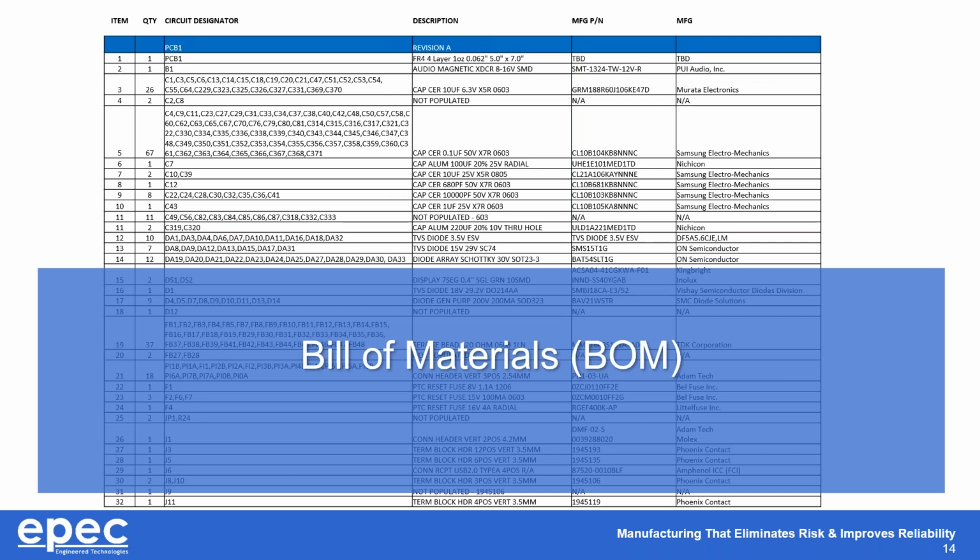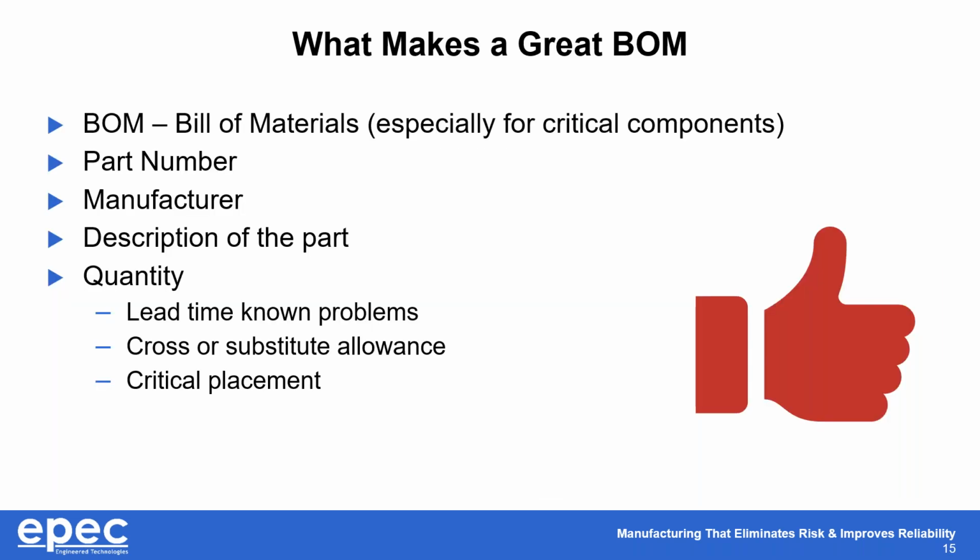So a bill of materials, more commonly known as a BOM, should be complete, such as this one. Oops, sorry, I got ahead of myself. What makes a great BOM? A bill of materials, especially for components, should have a part number, a manufacturer, a description of the part, the quantity, the lead time, and known problems, if any. If something's coming to end of life and there are not many out there, you should try to find another option. Can you cross or use substitutes? And what is their critical placement within the PCB?